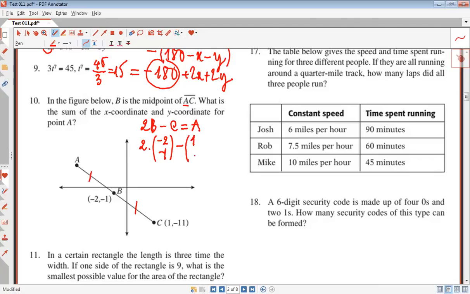2 times the coordinate of the point B, minus 2, minus 1, subtract the coordinate of the point C, 1, minus 11, and now we have 2 times minus 2, this is minus 4, subtract 1, this is minus 5. 2 times minus 1, this is minus 2, subtract minus 11, that is number 9, and the sum of minus 5 and number 9, that is number 4. The final result is number 4.